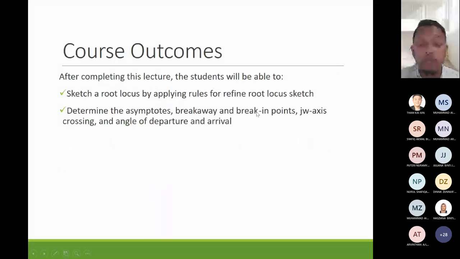After completing this lecture, you will be able to sketch a root locus by applying rules for refining root locus sketch, and then determine several properties of the root locus, such as the asymptotes, breakaway and break-in points, j omega axis crossing, and also angle of departure and arrival.